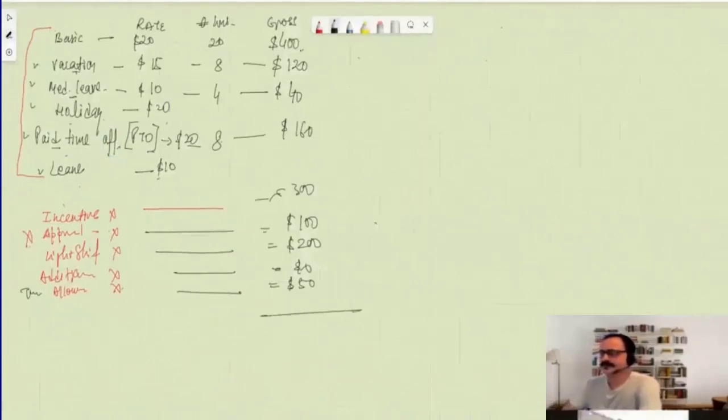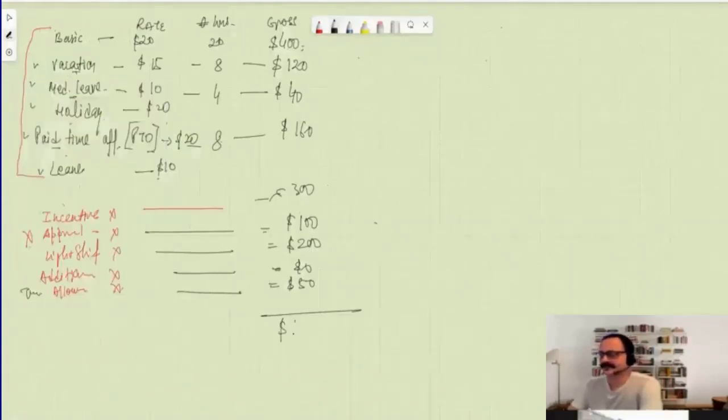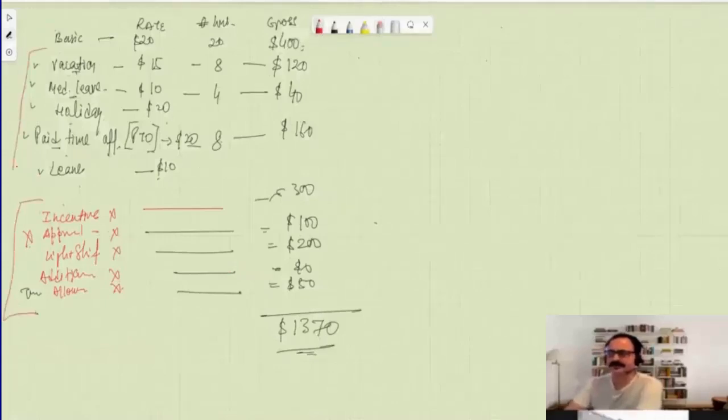It should be more. Okay, let's do it together. 120 plus 40 plus 160 plus 300 plus 100 plus 200 plus 50. 1370. Is that correct? Yes, sir. Okay, so total income appearing is 1370. But we know we are not going to calculate 1370 as his income because we are not going to utilize these incomes. We are only going to utilize this income.